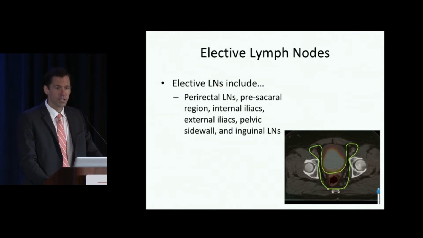The next area that we're going to focus on is the elective lymph nodes. In anal cancer, the elective lymph nodes include perirectal lymph nodes, presacral lymph nodes, internal iliacs, external iliacs, the pelvic sidewall, and inguinal lymph nodes. This is pretty much every lymph node group in the pelvis, so we don't really spare much of anything with respect to lymph nodes with anal cancer.